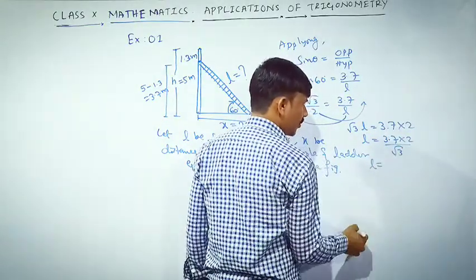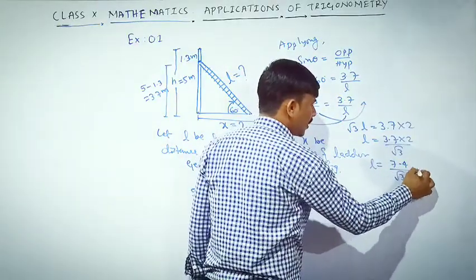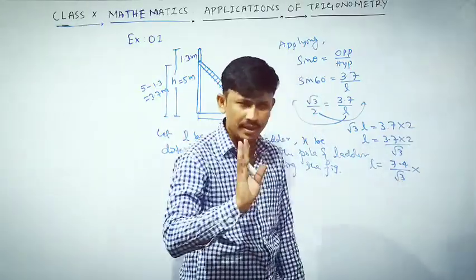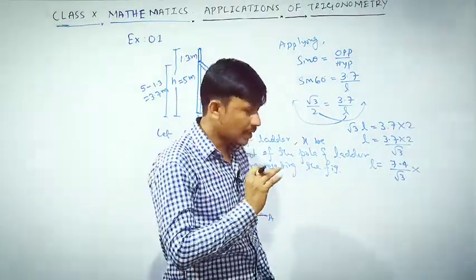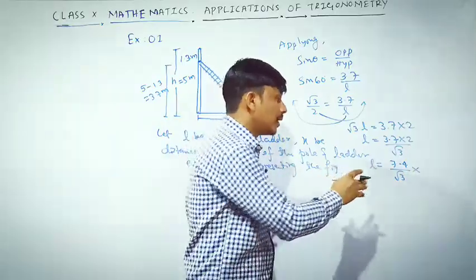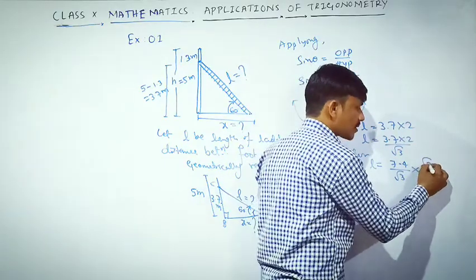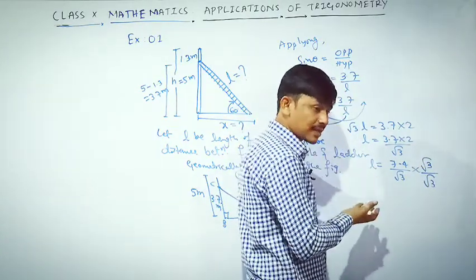L is equal to 7.4 divided by root 3. Rationalize the denominator. There must not be an irrational number in the denominator. Root 3 is an irrational number, so there must not be an irrational number at the denominator. So we need to rationalize. Multiply by root 3 divided by root 3. We learnt this in 9th standard. Rationalize the denominator.